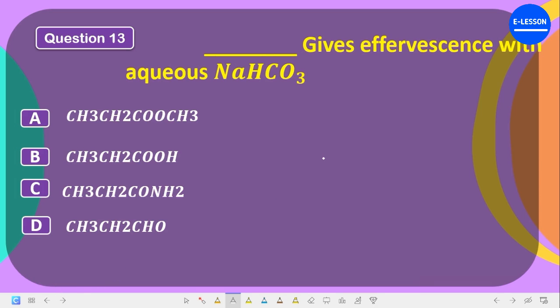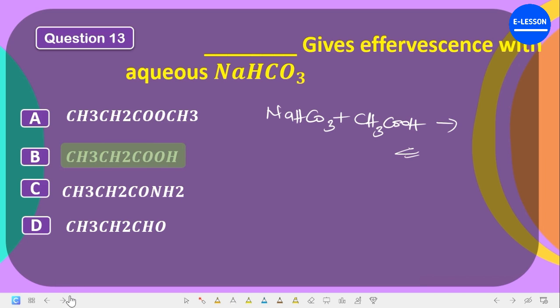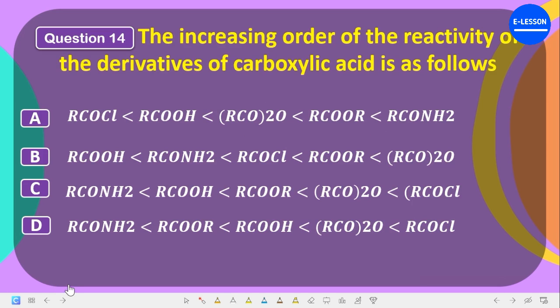The next one says it gives effervescence with aqueous sodium hydrogen carbonate. This is a test for the carboxylic acid. When they react with this, they give effervescence. So any of the options here that is a carboxylic acid should serve as the correct answer, and the carboxylic acid here is option B, which is propanoic acid, and that makes option B the correct answer to this question. Let's continue. Now, the increasing order of reactivity of the derivatives of carboxylic acid is.